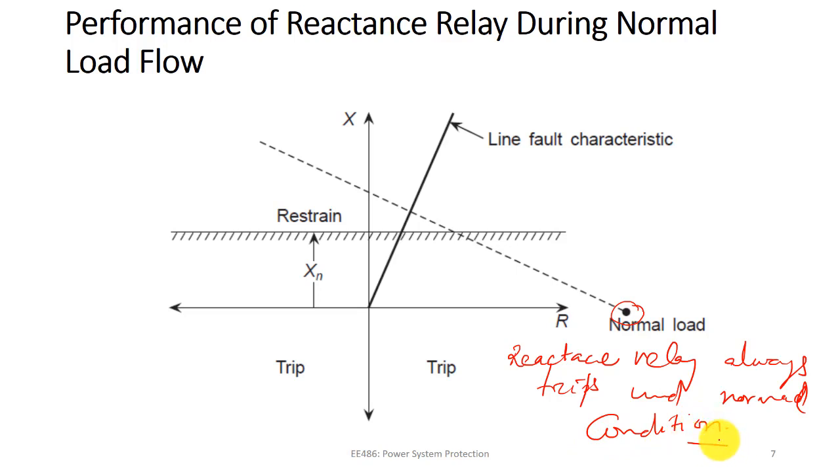This condition can be avoided just by putting one directional element or one impedance element, which will avoid this, along with the reactance relay, which will avoid the tripping of the reactance relay under normal load condition.